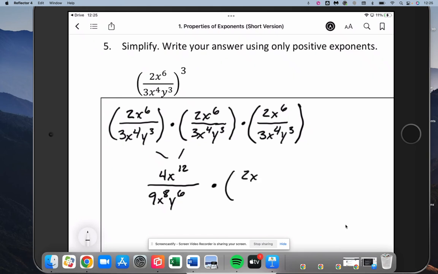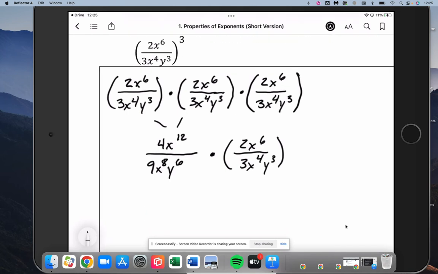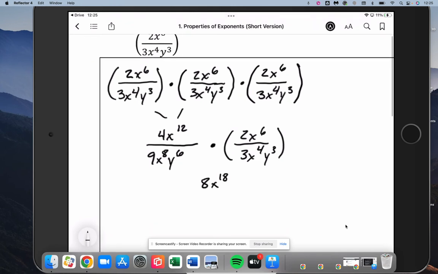Times 2x to the 6th over 3x to the 4th, y to the power of 3. And so again, numerators and denominators get multiplied with each other. 4 times 2 makes 8. X to the 12th and x to the 6th makes x to the 18th, because 12 plus 6 is 18. 9 times 3 is going to be 27. X to the 8th times x to the 4th is going to be 8 plus 4, which makes 12. Y to the 6th and y to the 3rd is going to be 6 plus 3, which makes 9. So y to the 9th.